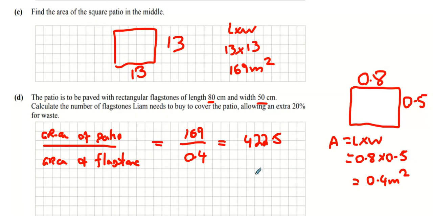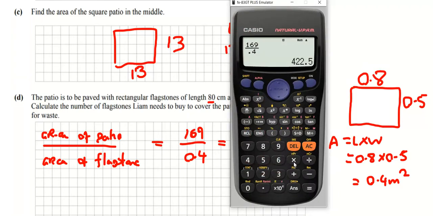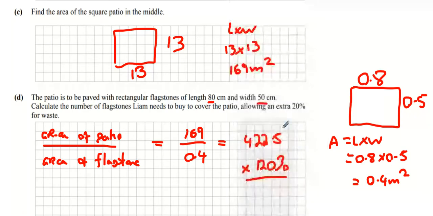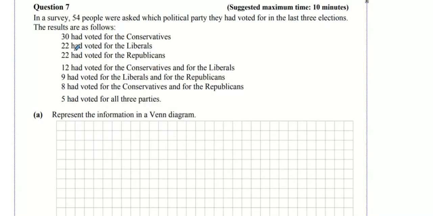But we need to include an extra 20%, so I'm going to multiply that by 120% to include the extra flagstones. So that increases it by 20%. You get 507 flagstones. Okay, all good. Now we're straight on to question 7.